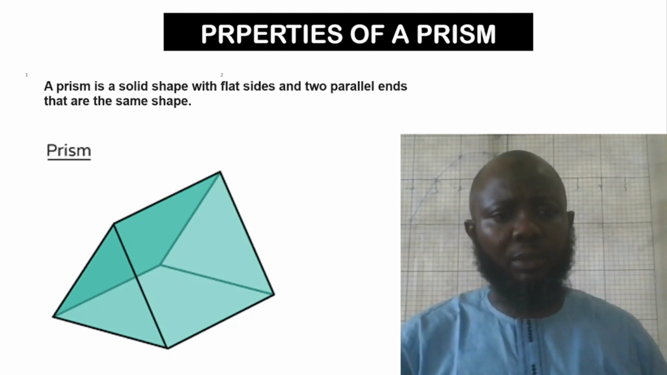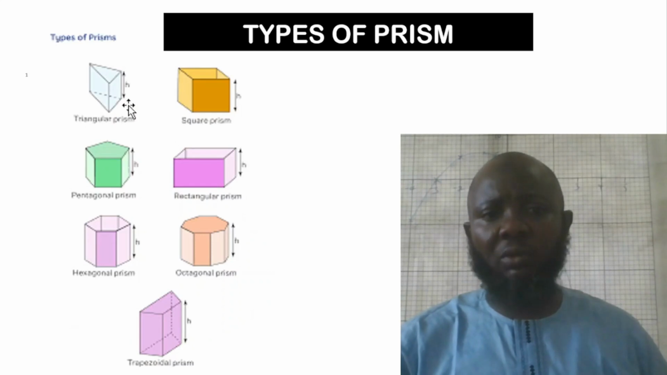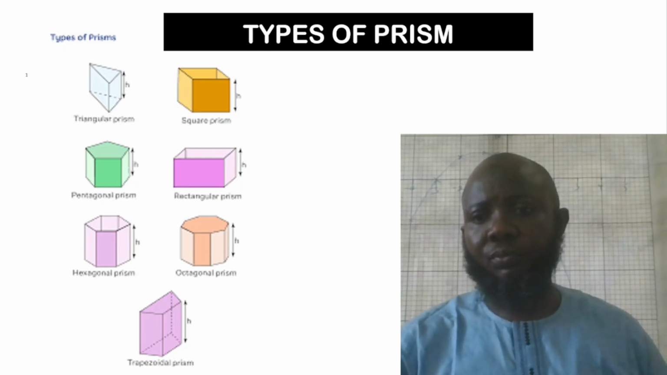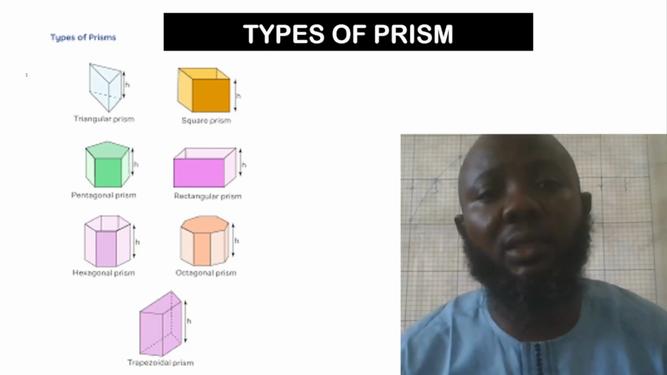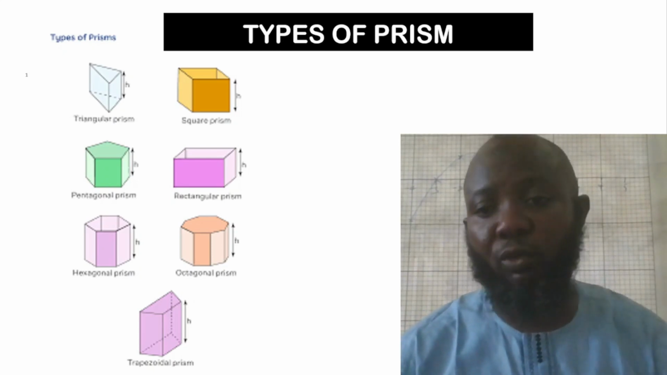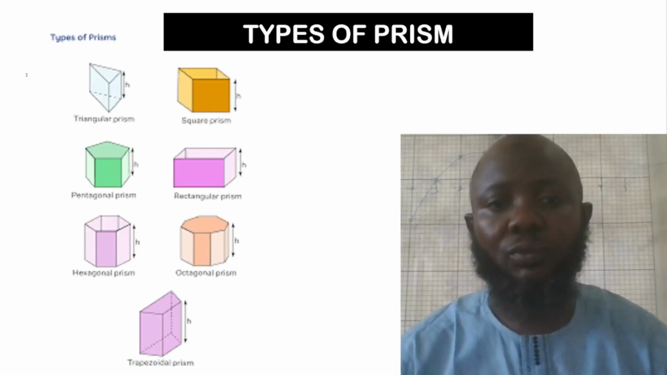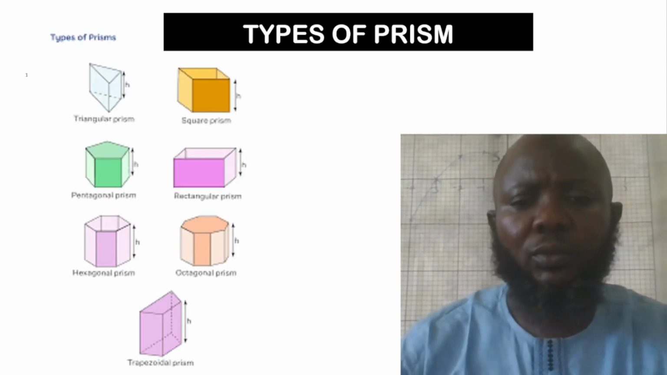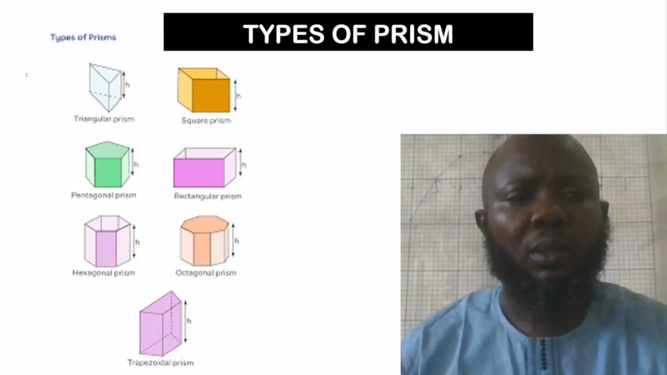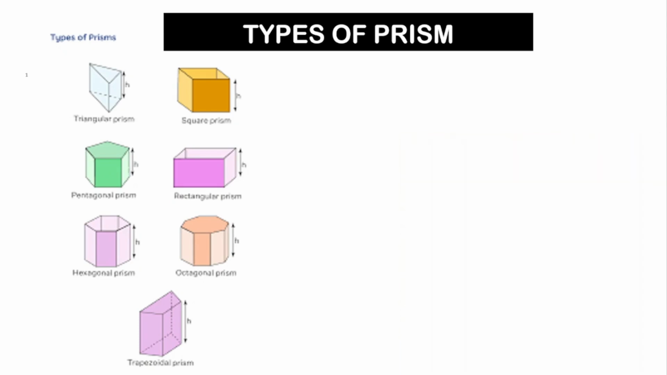So let's now look at the prisms that we have. We're just going to look at some of them. So we have triangular prism, we have square prism, we have pentagonal prism. So we'll be looking at the properties of each and every one of these now. Let's start with the first one here, which is triangular prism.